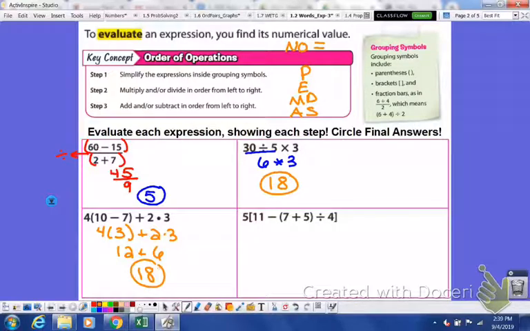I believe you guys did a lot of this stuff last year, so it shouldn't be too new. And last one like this, we have 5 times quantity 11 minus 7 plus 5 divided by 4.